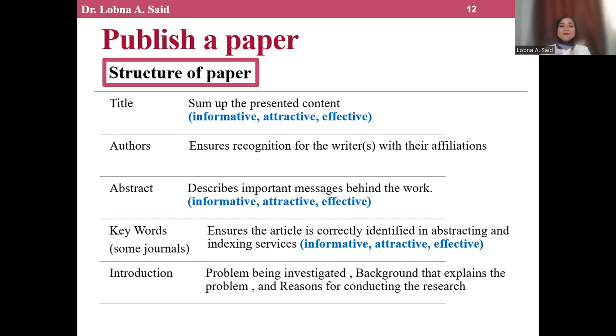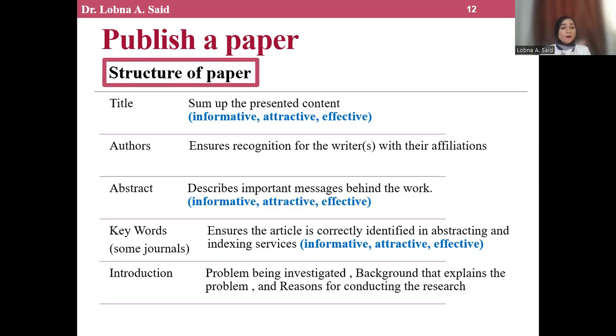Finally, the abstract. It has to describe, again, the messages behind the work, the important messages, what I want people to know about this work. Again, it has to be informative, attractive, effective to attract people to look at the paper and read it, and to cite it later, and to understand it and try to validate it and to talk to you about it. So it's really important. The abstract is like the most important thing in the paper.